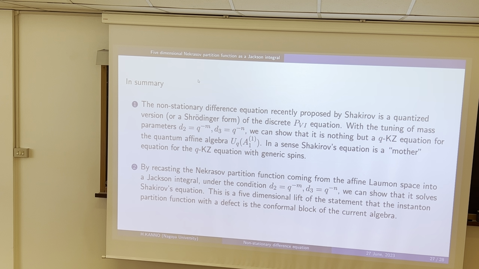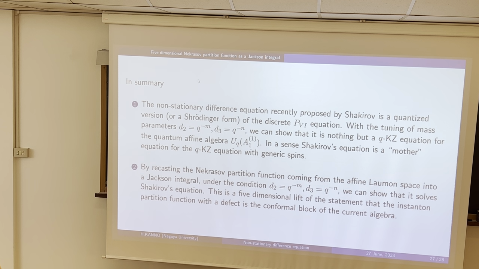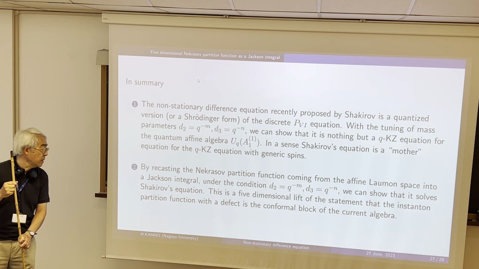And by recasting the cross partition function coming from the affine Laumon space, that gives the instanton partition function of the gauge theory with a surface defect, into a Jackson integral, and again under this condition, we can show that it solves the Shakirov equation. So we think that this.